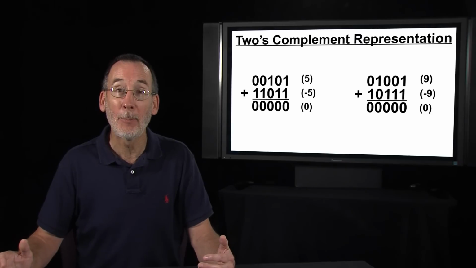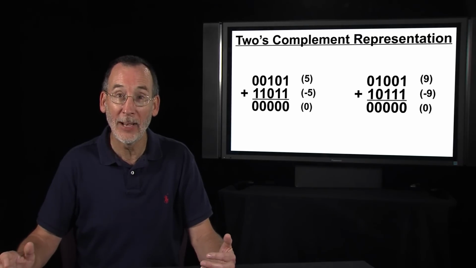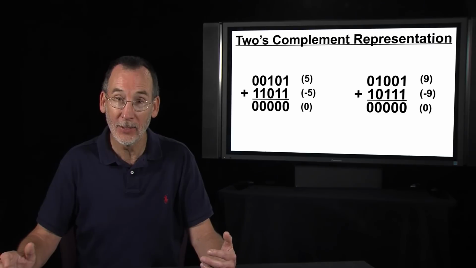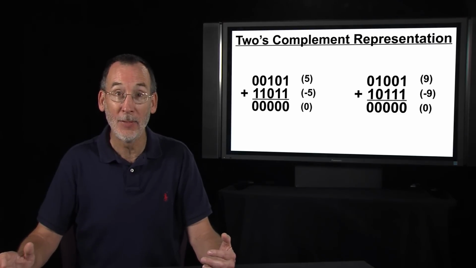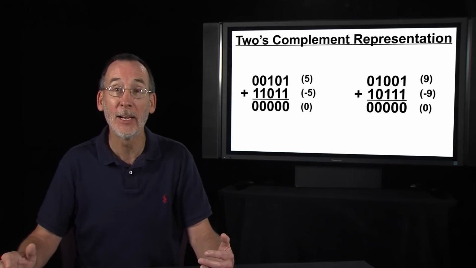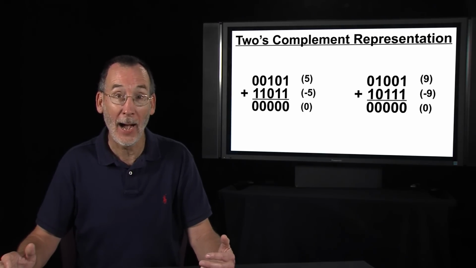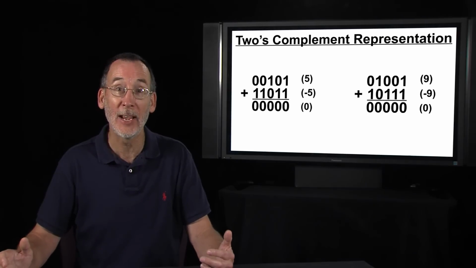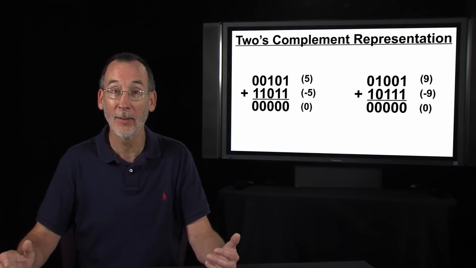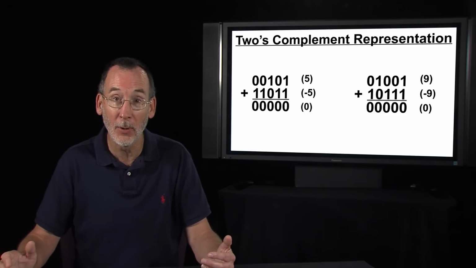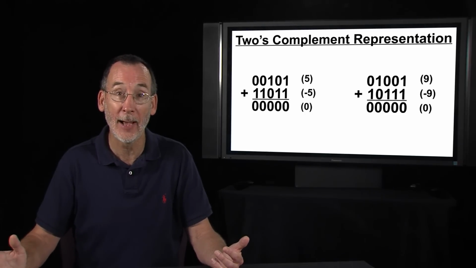Here's another example where I have 9, the positive value 9, and I'm adding to that -9. And this is the 2's complement representation of -9. Now when I add those together, I again get 0. I get the same result as I got on the left-hand side. I get the positive number adding the equivalent negative number, and I get 0, which is what I should get.